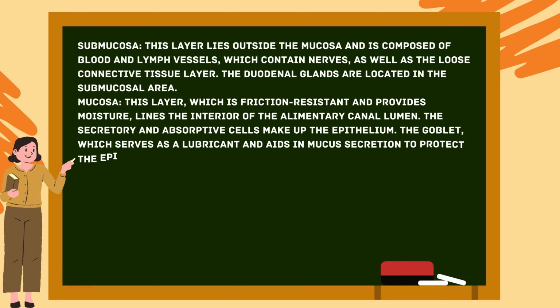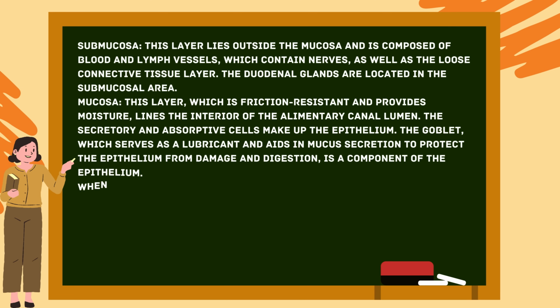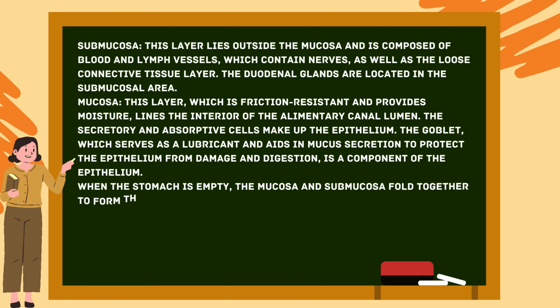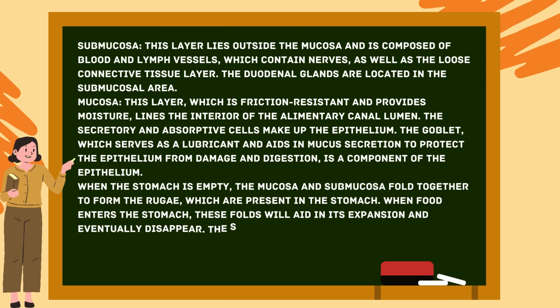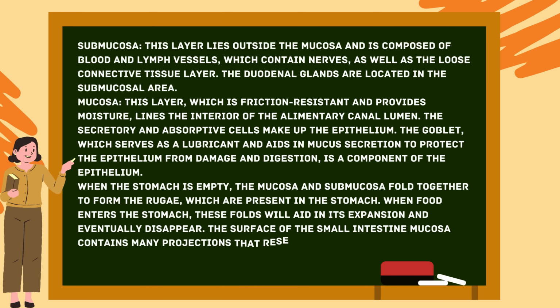The goblet cell, which serves as a lubricant and aids in mucus secretion to protect the epithelium from damage and digestion, is a component of the epithelium. When the stomach is empty, the mucosa and submucosa fold together to form the rugae, which are present in the stomach. When food enters the stomach, these folds will aid in its expansion and eventually disappear. The surface of the small intestine mucosa contains many projections that resemble fingers, known as villi.